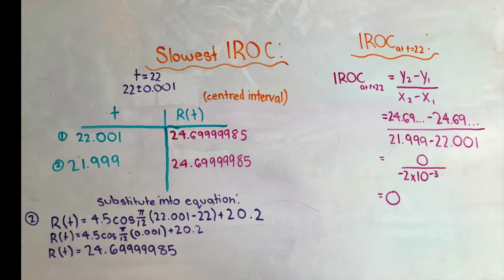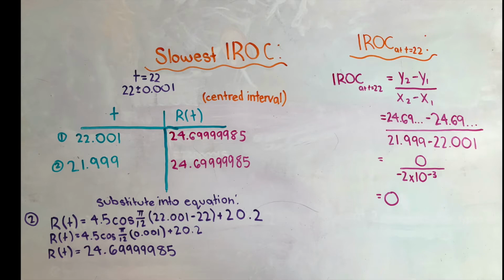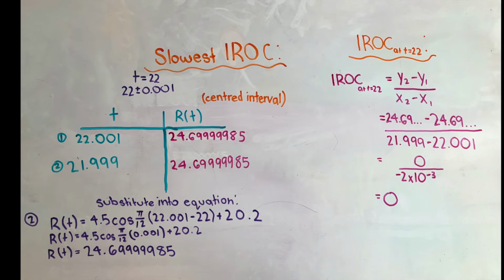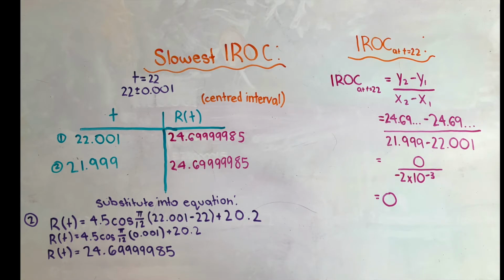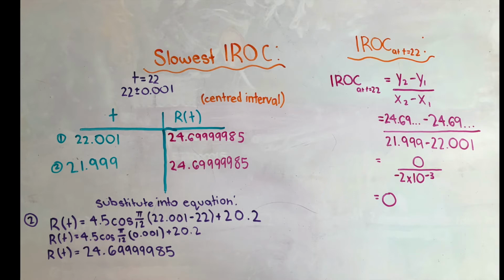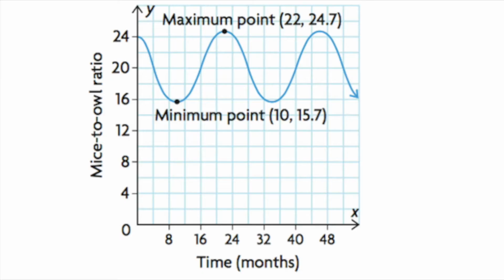Since the minimum point's tangent line is parallel to the x-axis and so is the maximum point, then you can assume that the IROC would be the same. We went through the same process and calculations for the maximum point as we did for the minimum. As you can see, the IROC turned out to be the same. This means that for every maximum and minimum point, the IROC will be the same, which also means that the slowest IROC is on all of the maximum and minimum points. For the graph we were given, the IROC is the slowest at 10 months, 22 months, 34 months, and 46 months. We will now determine when the IROC is the fastest.